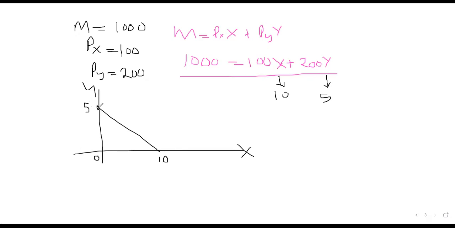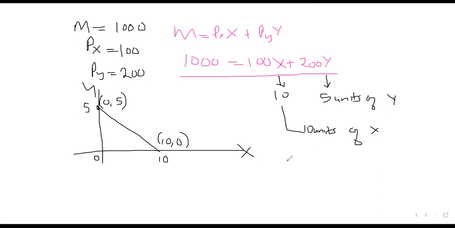So what does this mean? This is 0, 5 and this is 10, 0. So if all the money was spent on good x, it means good x would consume only 10 units and 0 units of y. If all the amount was consumed on good y, we could consume only 5 units of y and 0 units of x. So this is what it means.